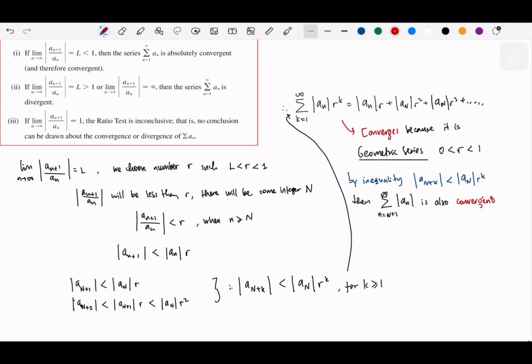And vice versa for the other argument, that is, if L is greater than R, greater than 1, then there will be divergence, based on the same reasons for the geometric series.